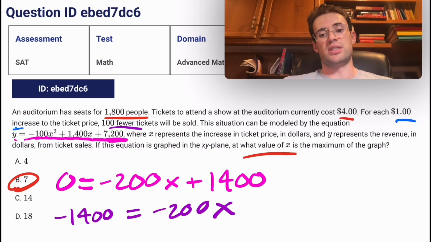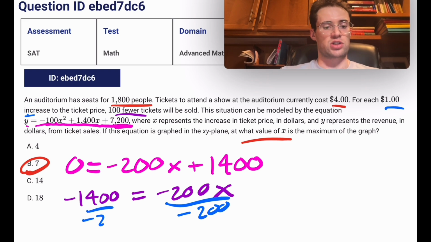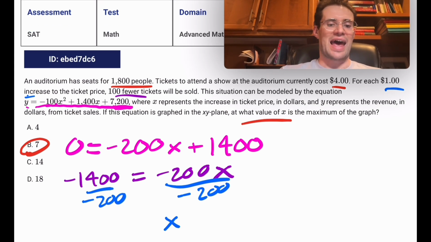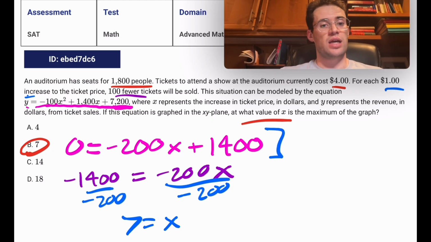And just think what times negative 200 gives you negative 1400. Or you can also think of it as dividing both sides by negative 200 to get the x alone, so just 1x. That's going to be x is equal to 7. Right, so I actually think if you've done enough derivatives using the power rule, you could quickly get to this derivative.